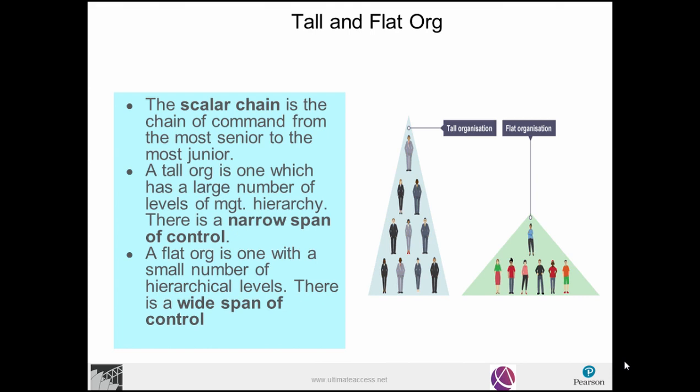And you realize with the tall organization, you have a very narrow span of control. Now, quick reminder, span of control is the number of subordinates that directly report to you. So with the tall organization, there are around 2 people reporting to the topmost person up there. But for the flat organization, he might be controlling around 6 people who directly report to him.